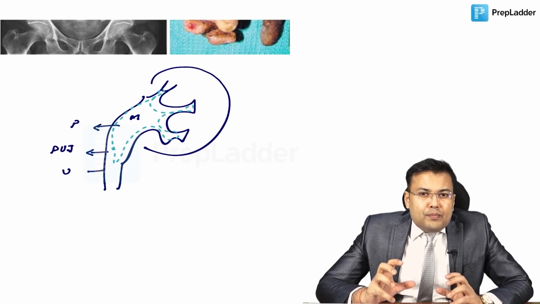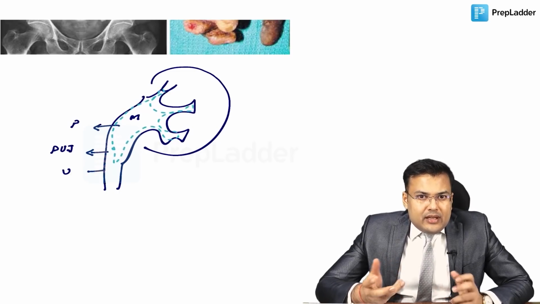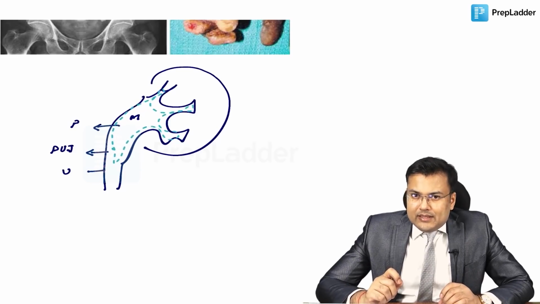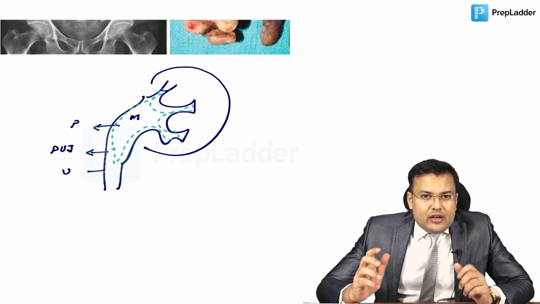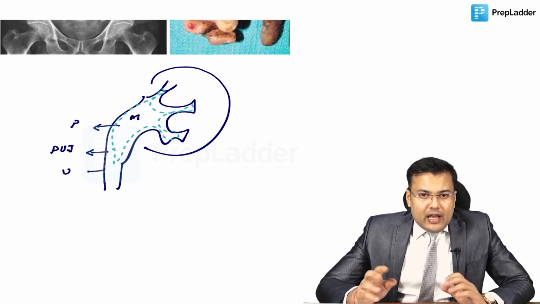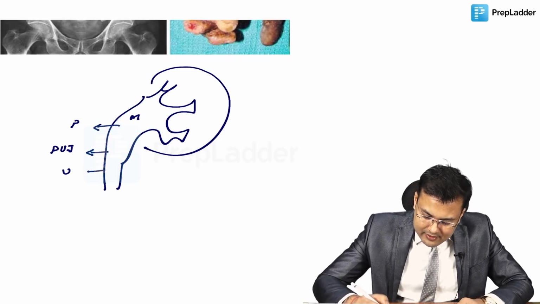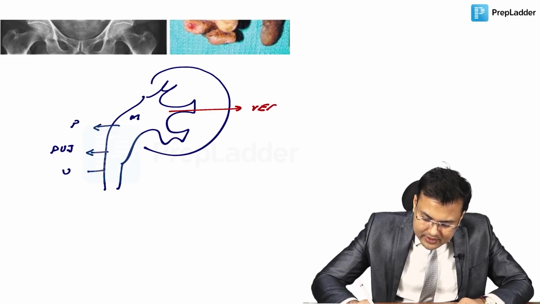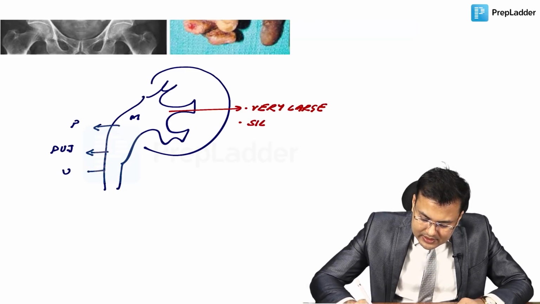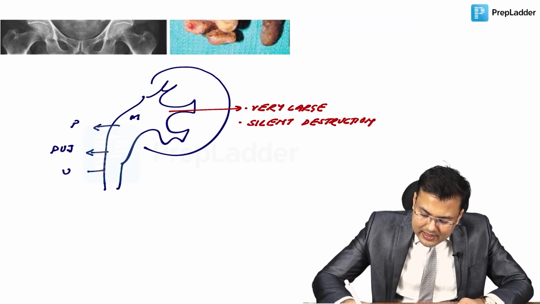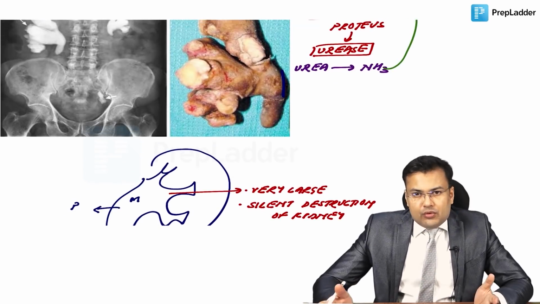Second thing, there is no severe pain. Pain is either not there or very little. Because the large stone is there, it causes silent destruction of the kidney. And if it is bilateral, sometimes the patient might present with bilateral hydronephrosis leading to renal failure. Clear? So these stones are very large, fill the pelvicalyceal system, and cause silent destruction of the kidney. And since the stones have branching, they are known as staghorn calculi.